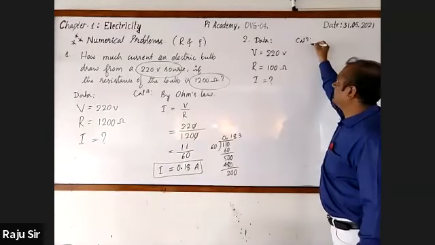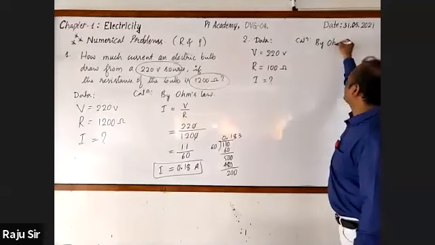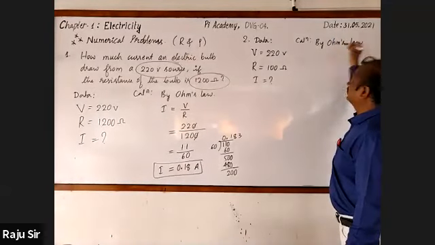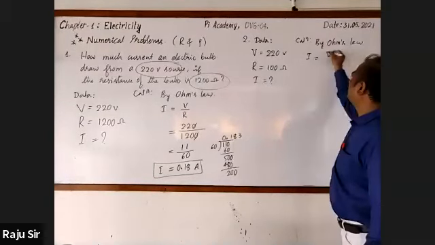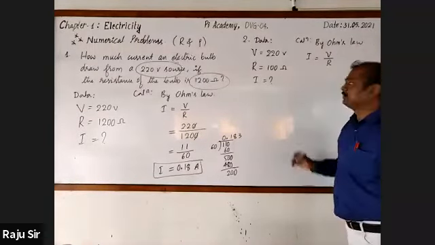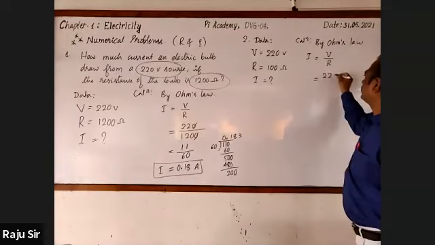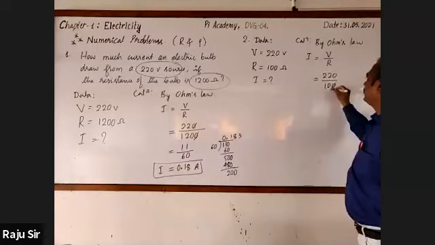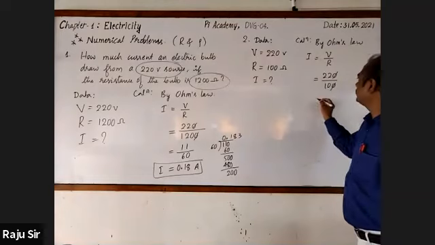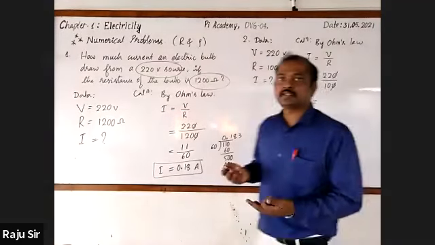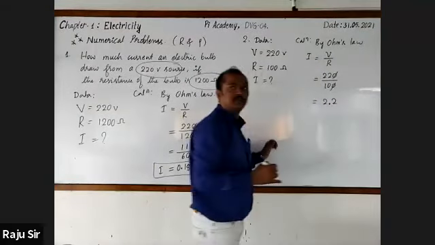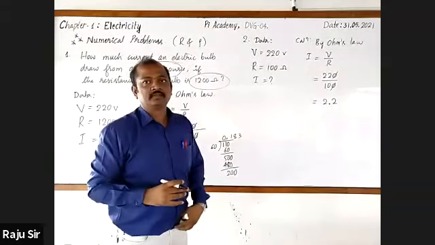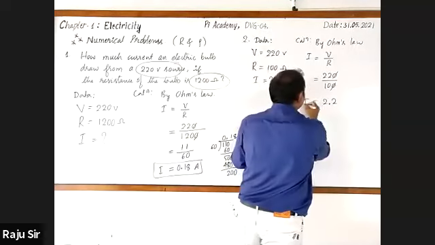Calculation, again by Ohm's law. It is I is equal to V by R. Substitute: 220 by 100. The zeros get cancelled. It is 22 by 10. 22 by 10 is nothing but 2.2. I hope that you have understood. I is equal to 2.2 amps.